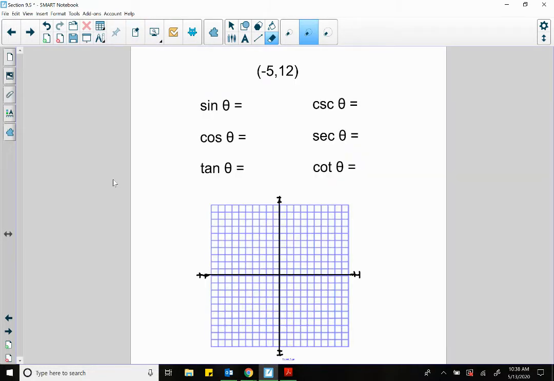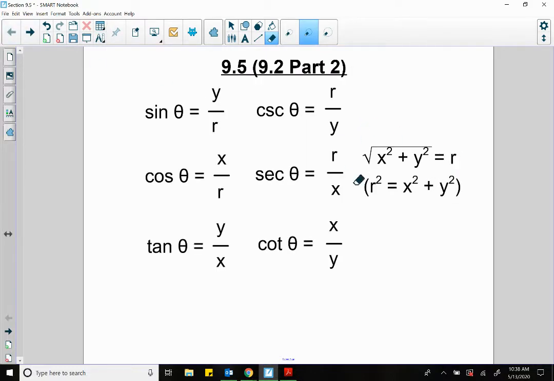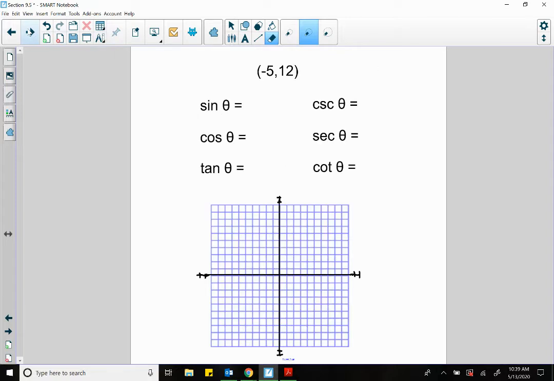I'll give you a hint. You need to find r, and we have a formula for helping you find r. Square root of x squared plus y squared, okay? And you need to keep r exact, no decimals. And go.